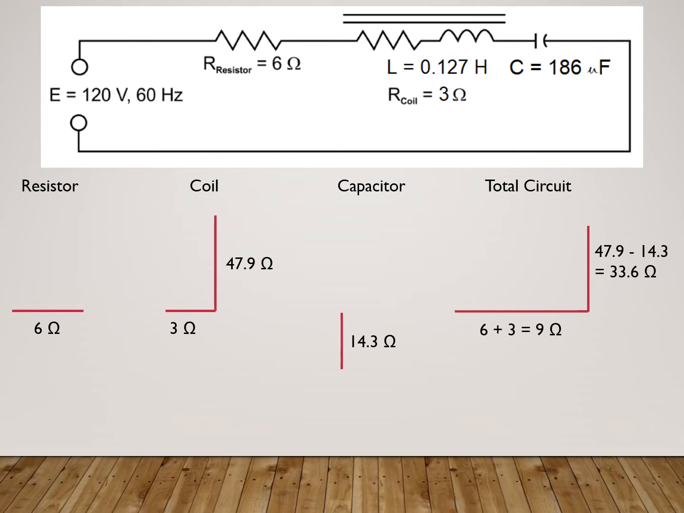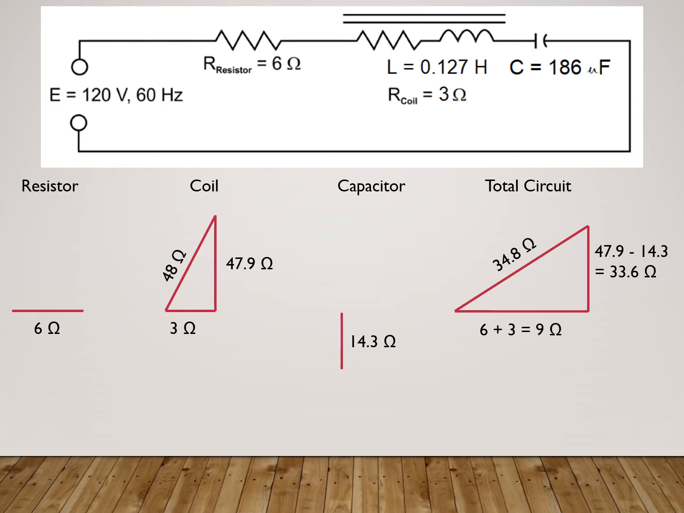Once I have that done, I'm going to go ahead and find my Z values. The first Z value I'm going to look for is my coil. I'm going to use Pythagoras' theorem here. 47.9 squared plus 3 squared, and then if I square root that answer, I get 48 ohms of impedance for my total coil. For my circuit total, I use Pythagoras' theorem again: 33.6 squared plus 9 squared, for a total impedance on my circuit of 34.8 ohms.